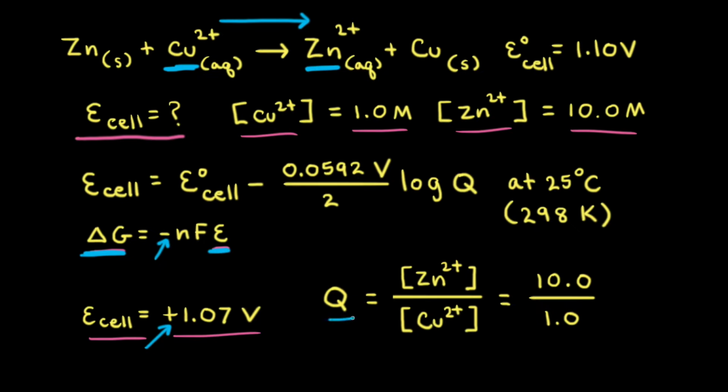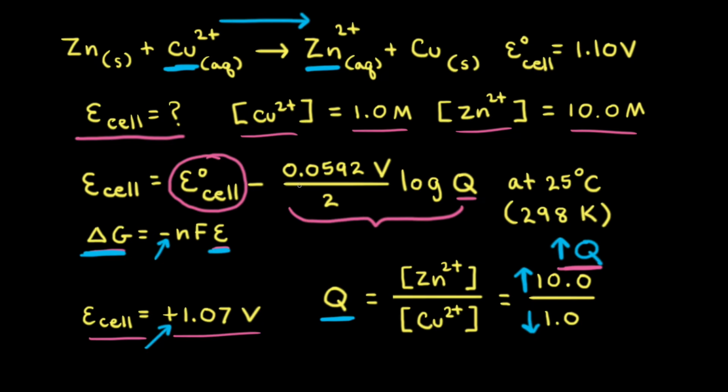And think about what that does to the reaction quotient Q. There would be an increase in the concentration of zinc 2+ ions and a decrease in the concentration of copper 2+ ions. So Q would no longer be equal to 10.0 over 1.0. We would see an increase in Q as the reactants turn into the products. An increased value of Q means that the second term in the Nernst equation will be a larger positive number. So if we subtract a larger positive number than we did in the previous example from the standard cell potential, we would get a lower instantaneous cell potential than positive 1.07 volts.